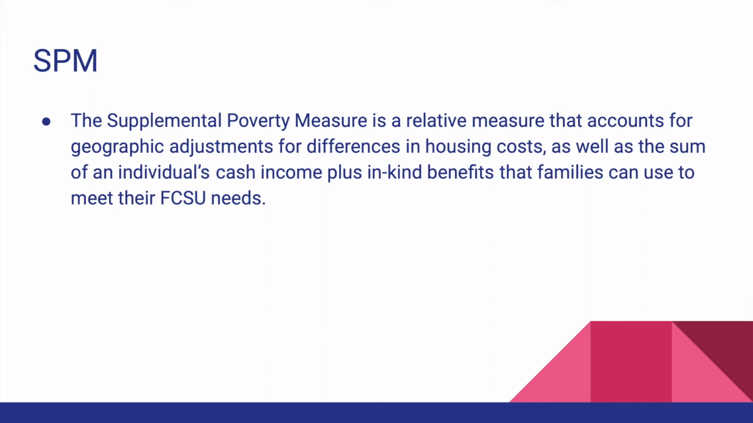The SPM also subtracts out non-discretionary costs, such as transportation, medical out-of-pocket payments, and childcare from a family's post tax income. Because the SPM accounts for all of these aspects, it can provide a more accurate measurement of poverty than the OPM. It applies some aspects of the relative approach to poverty while maintaining an absolute measurement in terms of the judgment.